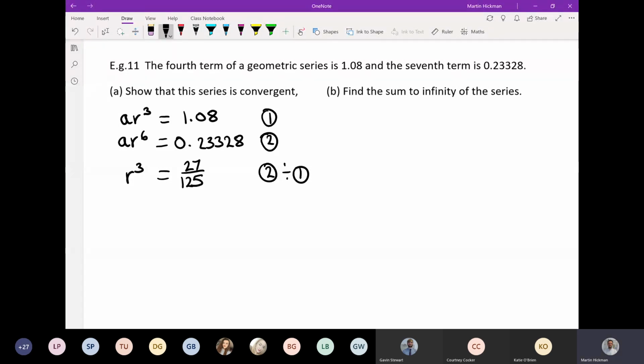27 over 125. So then I can just cube root both numbers. And this is actually quite a nice number because the cube root of 27 is just 3. The cube root of 125 is just 5. So I just get that r equals 3/5. So why is this series convergent? So question for you now, why is this series convergent?